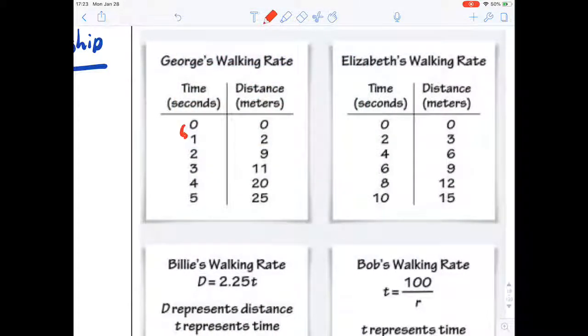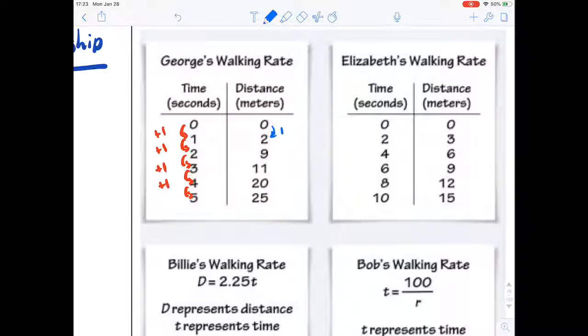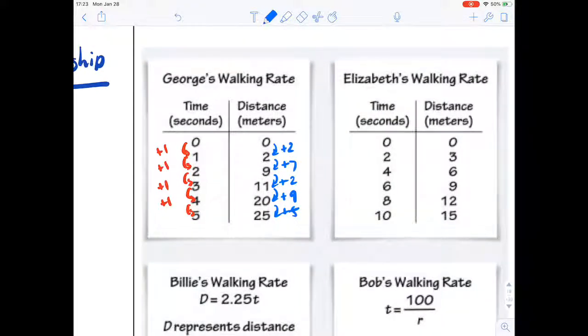Okay. All right, so I need to find a pattern of change. Here I have plus 1, plus 1, plus 1, plus 1 every single time. Okay. Now I have to see if there is a pattern on this side. Here I have plus 2, and then I have plus 7, and then I have plus 2 again, and then I have plus 9, and then I have plus 5. Is this consistent? Is there any sort of pattern? No. So since this one has no pattern, then this one is non-linear.